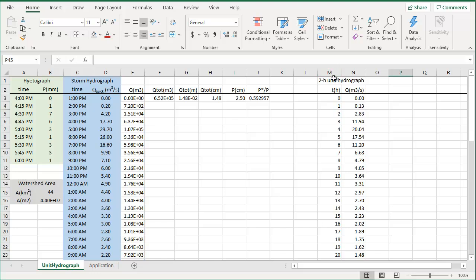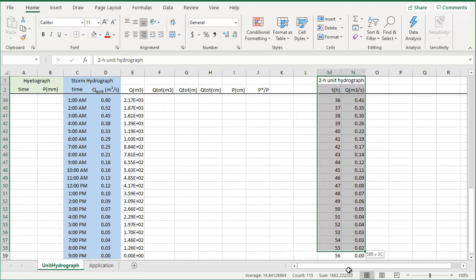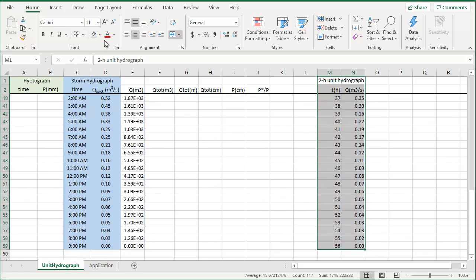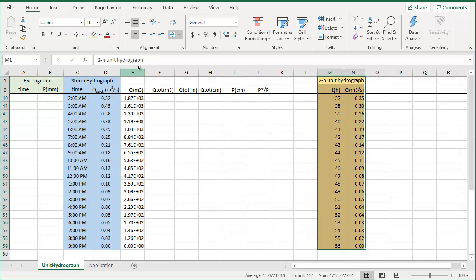In the other one, I gave this certain colors to make it clear that this was my unit hydrograph. This is what my hard work determined at the end of the first part of the problem. And for the second part of the problem, I'm going to take this 2-hour unit hydrograph and apply it to a specific stream.